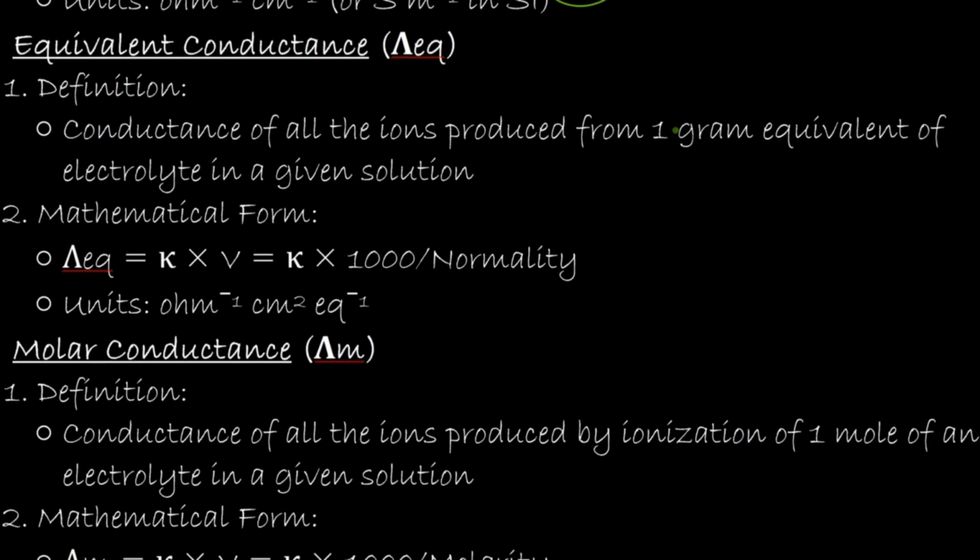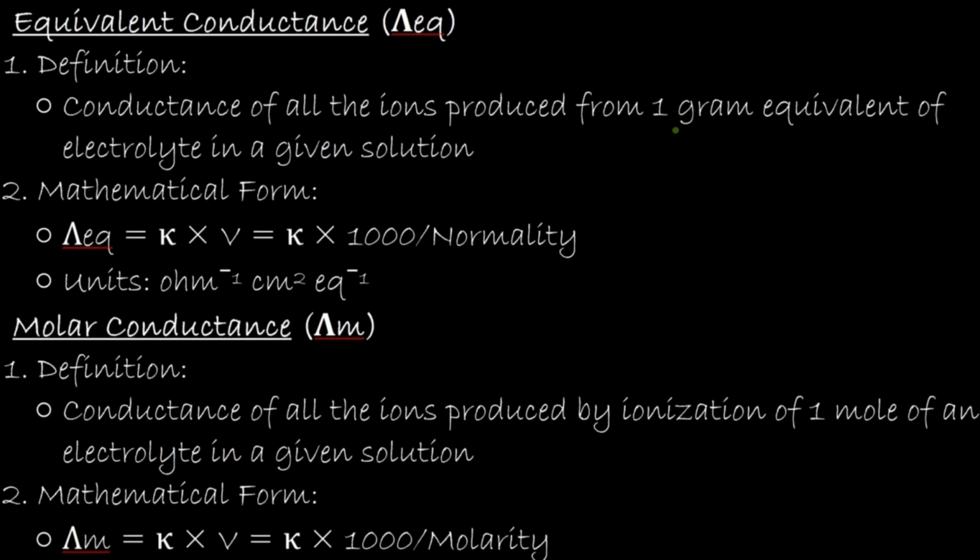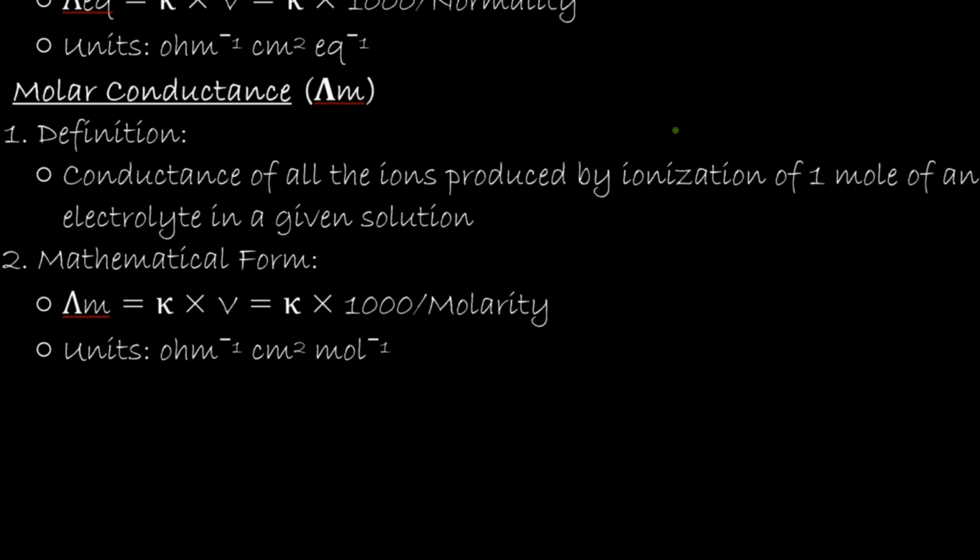Then equivalent conductance. The definition is the conductance of the ions produced from 1 gram equivalent of the electrolyte, kappa into V, that is kappa into 1000 by normality. Then molar conductance, just for 1 mole of an electrolyte in a given solution. Once again, kappa into V, that is kappa into 1000 divided by molarity.